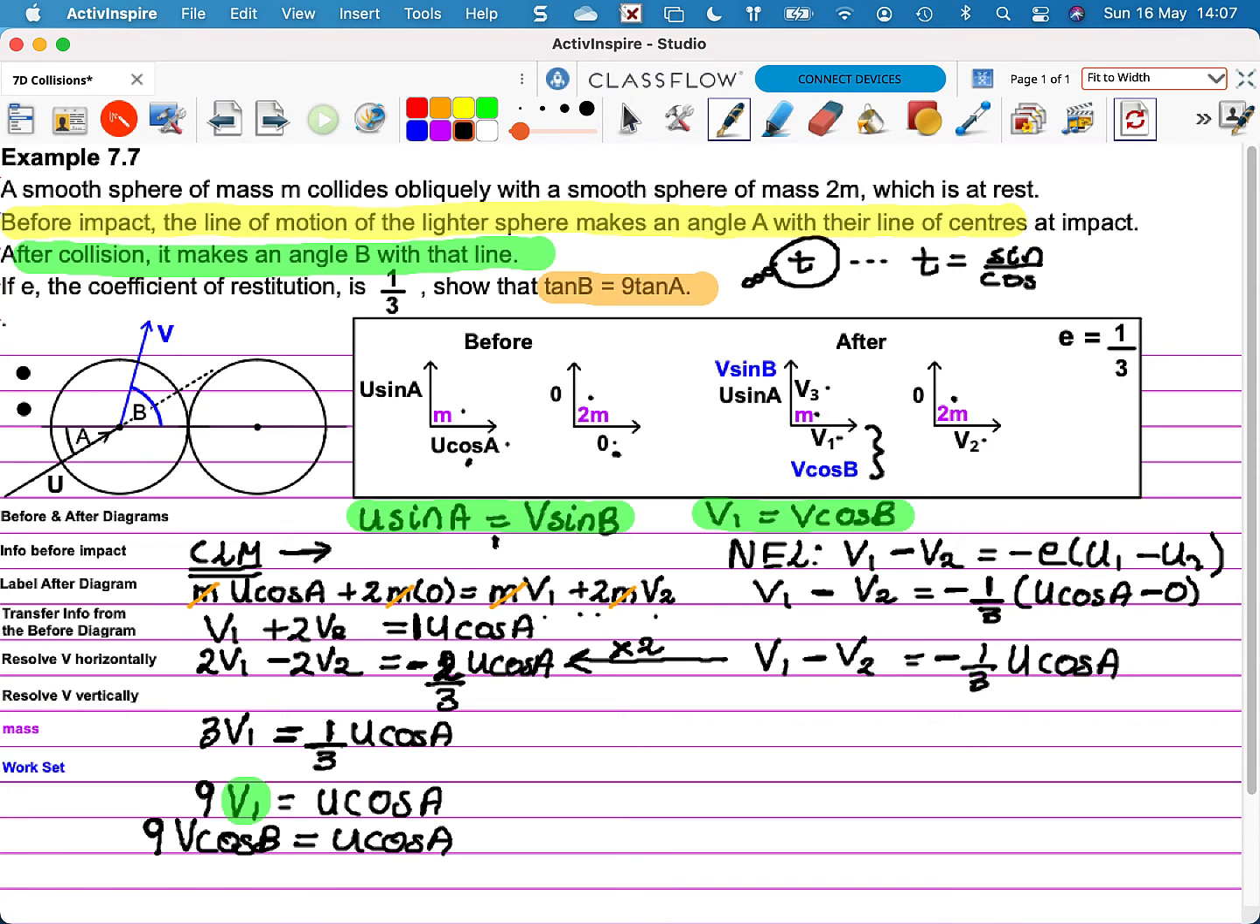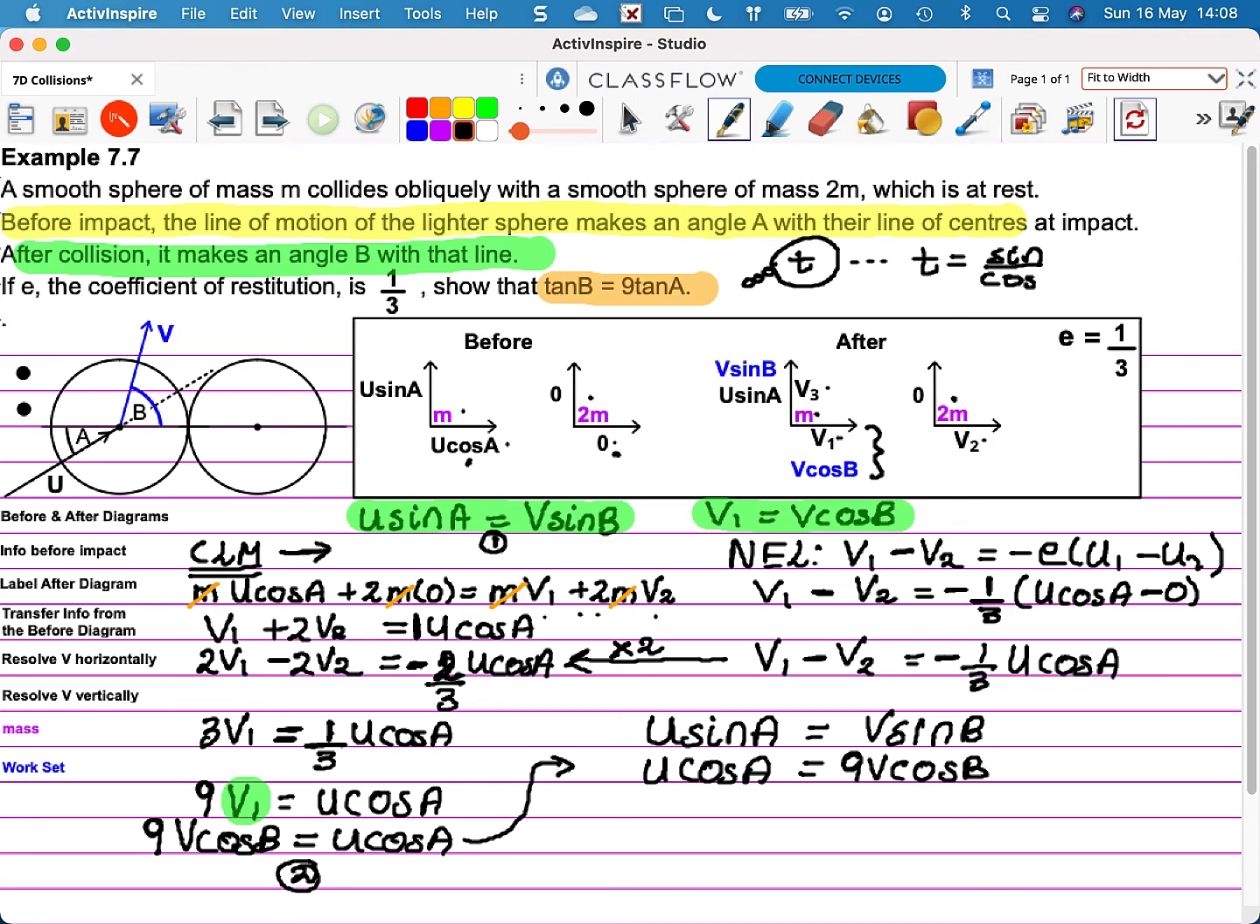So I'm going to bring the first one down, which is u sine A is equal to v sine B. I'm going to write it in this empty space. So we've got u sine A is equal to v sine B, and that's equation number one. And I've got a second equation here, and I'm going to write this underneath the first equation, except on the left I'm going to write u cos A, swapping it from the way it was written before, is equal to 9v cos B.